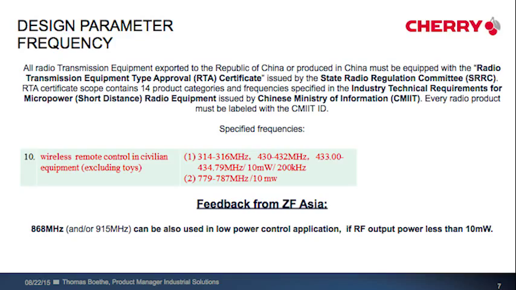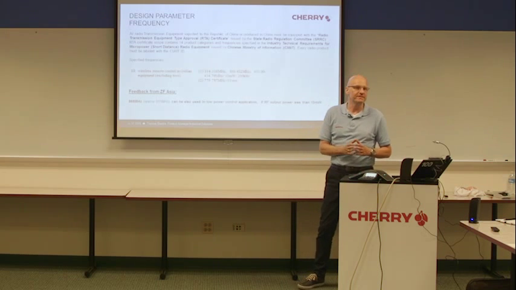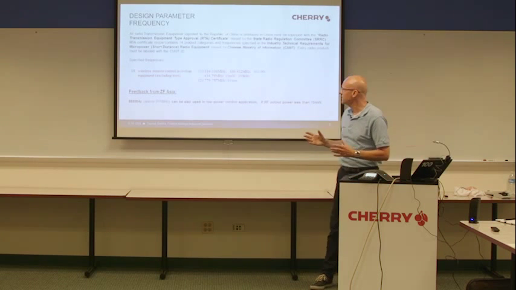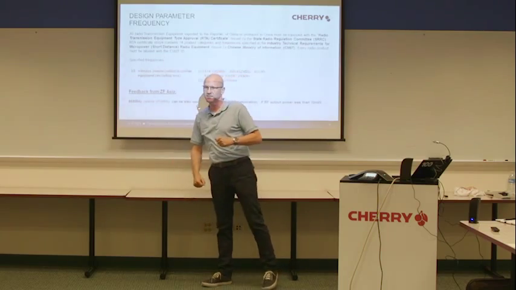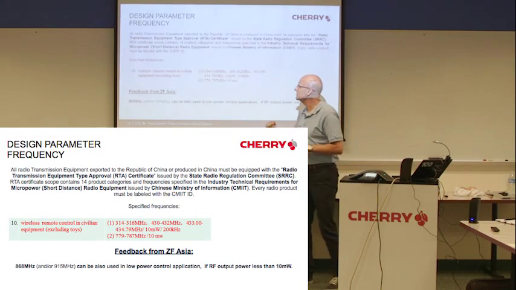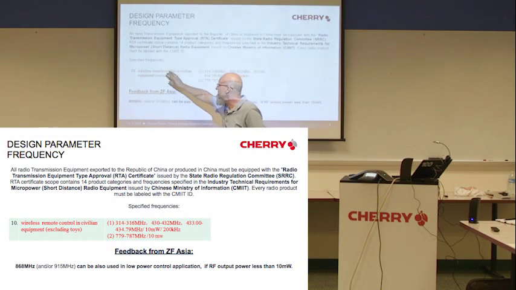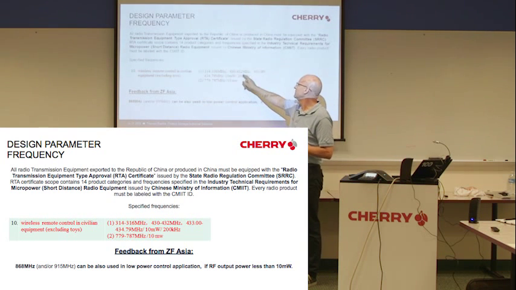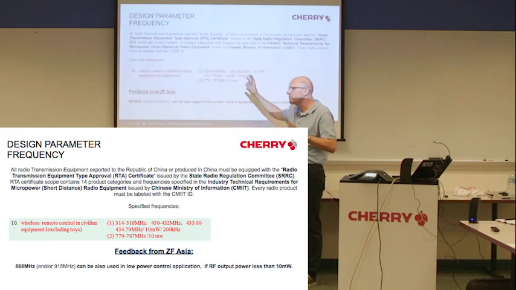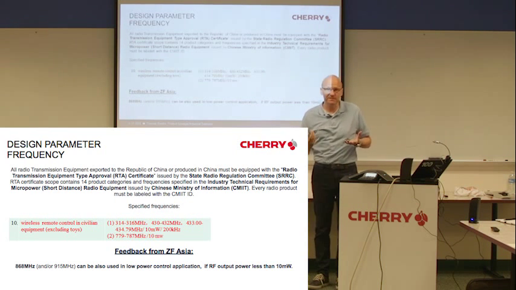China divided not into frequencies. China divided their range into products, different device categories. They said, okay, we make a list of different device categories, and every device category can use a different frequency. We find a device category where our product fits in, and you can use different frequencies, for example a 433 megahertz frequency, but we don't have such a product.